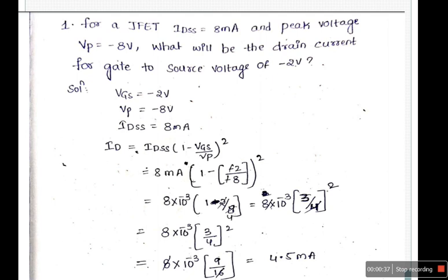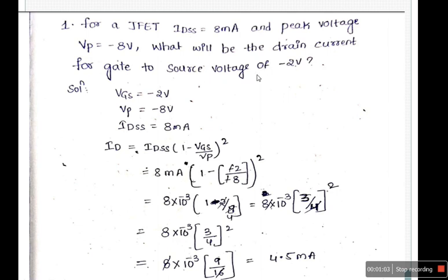So here comes our first question. For a JFET, IDSS equal to 8 milliamperes and peak voltage VP equal to minus 8 volts, what will be the drain current for gate to source voltage of minus 2 volts? So here they are giving the pinch-off voltage, that is minus 8 volts, and IDSS equal to 8 milliamperes and gate to source voltage VGS equal to minus 2 volts.